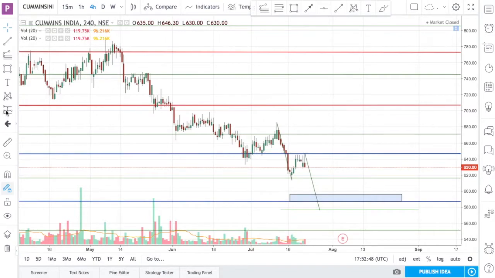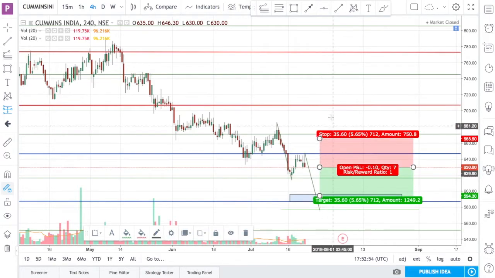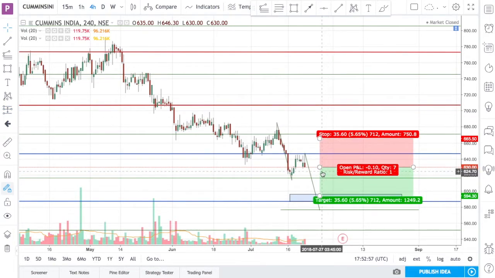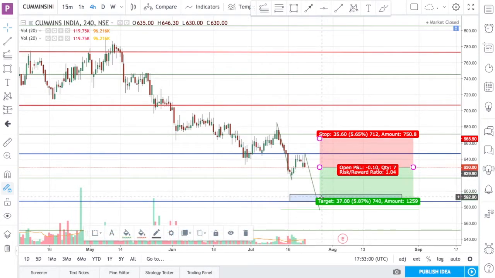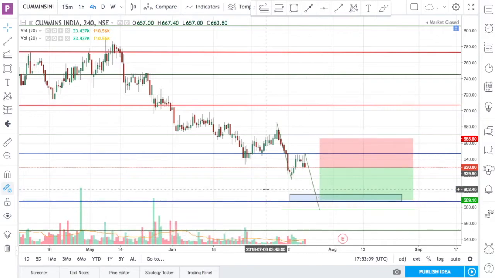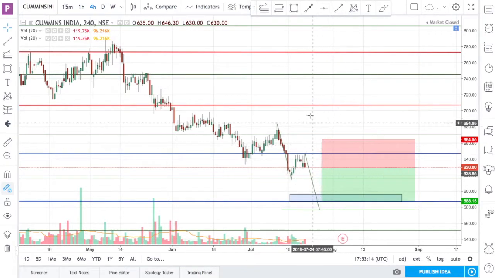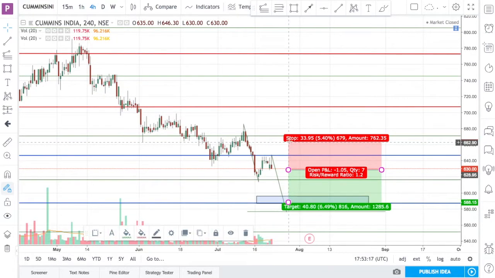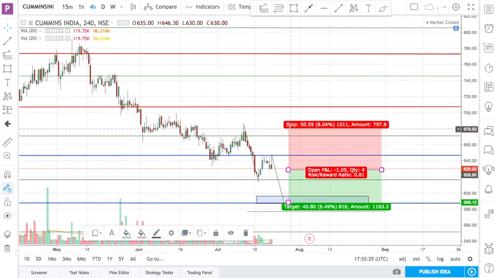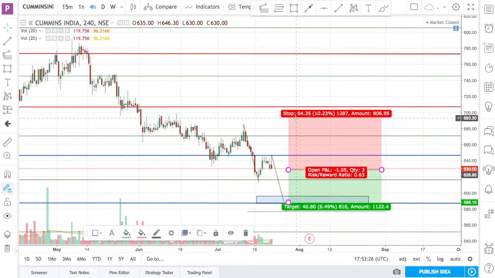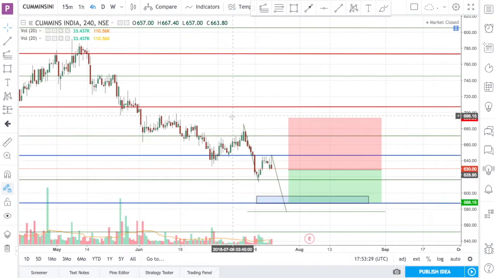So let's now pick our target placement tool, and assuming the market opens somewhere here in the next trading session, somewhere within this zone would be our target area, and our stop loss should be placed above this point here.